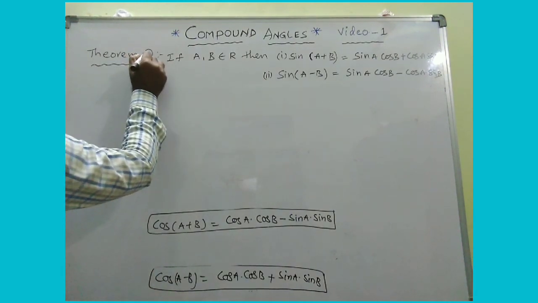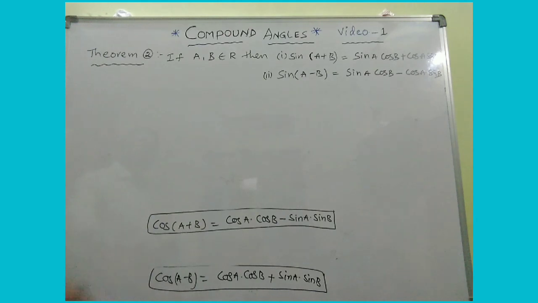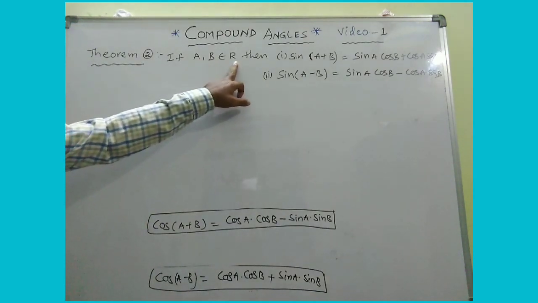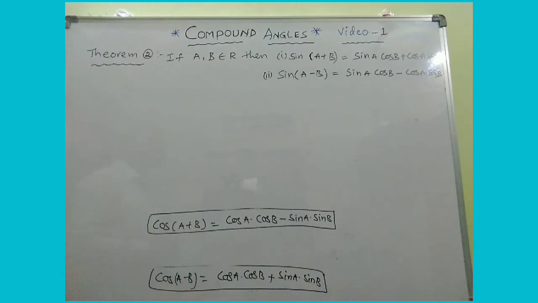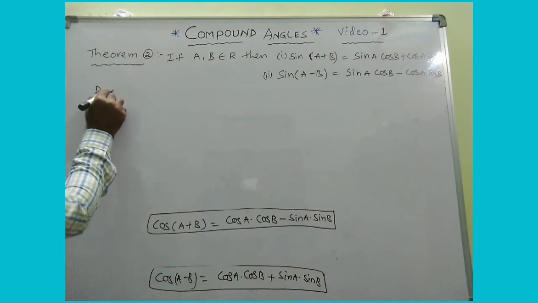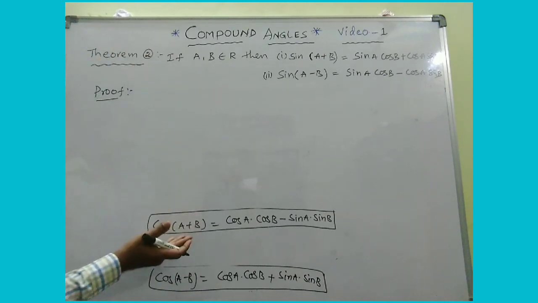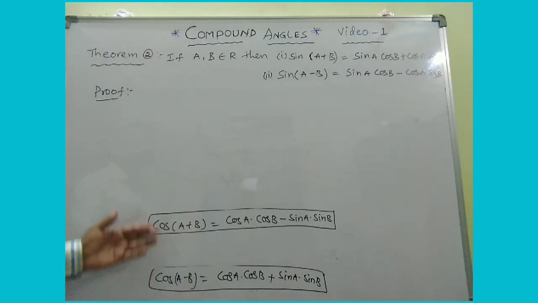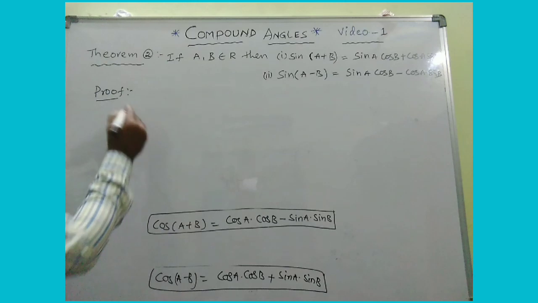So coming to theorem number 2. If A, B belong to capital R, then the formula of sin of A plus B is equal to sin A into cos B plus cos A into sin B, and sin of A minus B is equal to sin A into cos B minus cos A into sin B. So let us concentrate on this proof. Very simple, and we are using the previous results only. Using these two results, we can prove the formulas of sin of A plus B and sin of A minus B.